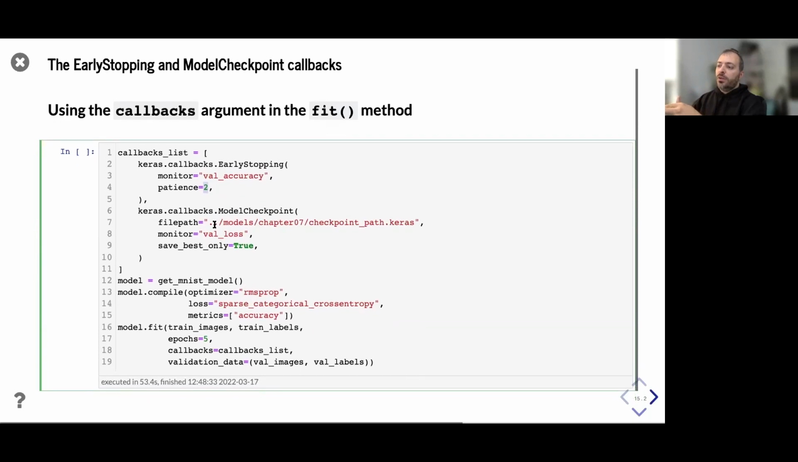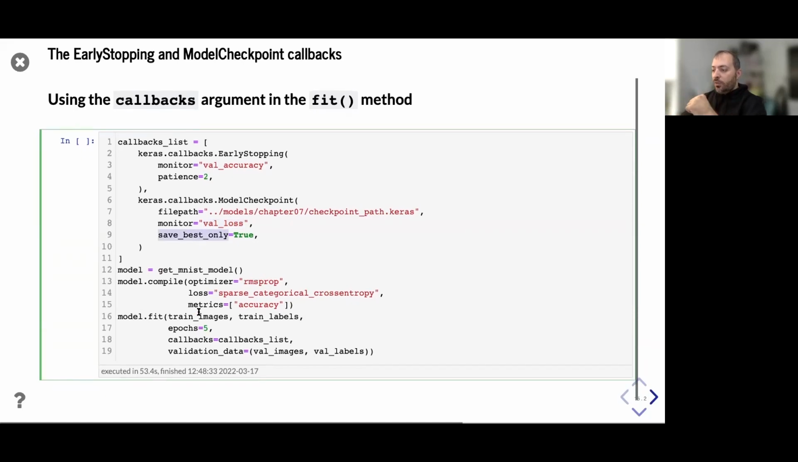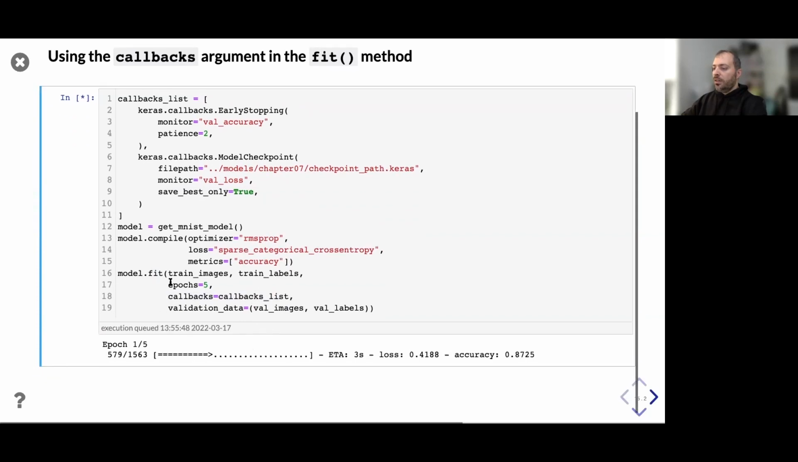And model checkpoint will save the model at a specific path, and we want to monitor, for example, the validation loss, and save only the best, not save all the models. The only thing we have to change is that at the fit method, when we call it, we pass this callbacks argument, the list of the callbacks. And this shall work just fine. And you see that it trains and it will actually save the best model.